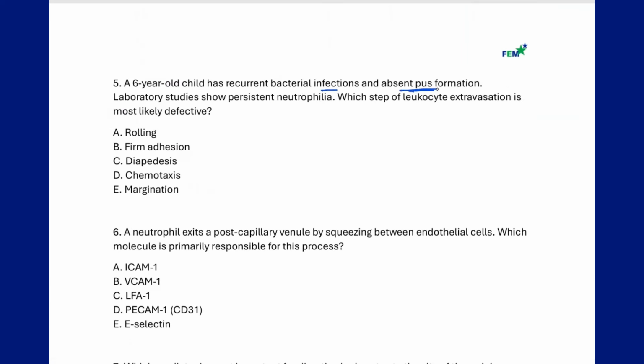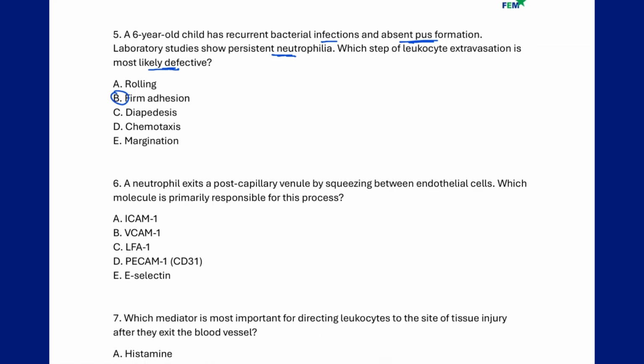And then look, there's absence of pus. Despite the bacterial infection, there's no pus at the site of the infection. And when we do a lab, there is a persistent neutrophilia. So this tells me there's a problem with what? This patient likely has leukocyte adhesion deficiency. Which step of leukocyte extravasation is most likely defective? Firm adhesion. So this is a problem with adhesion deficiency.